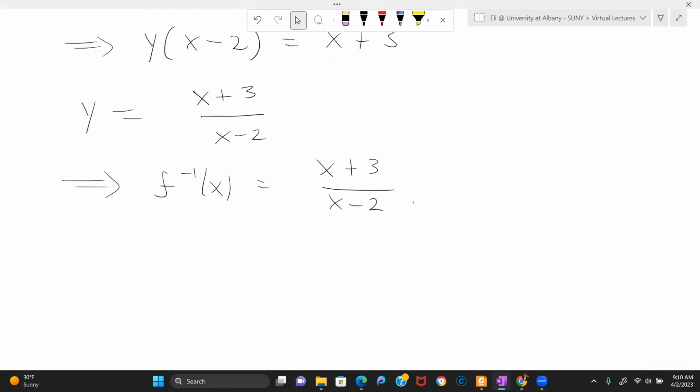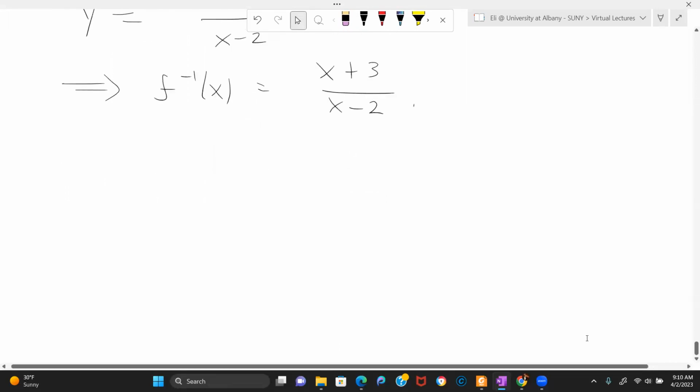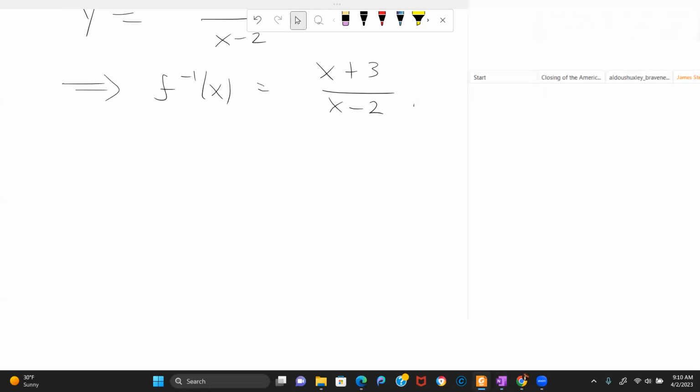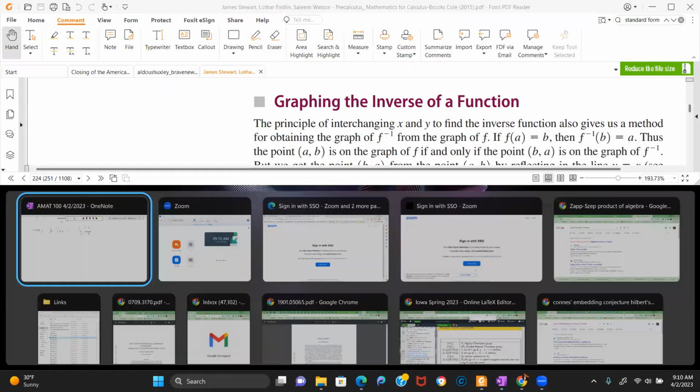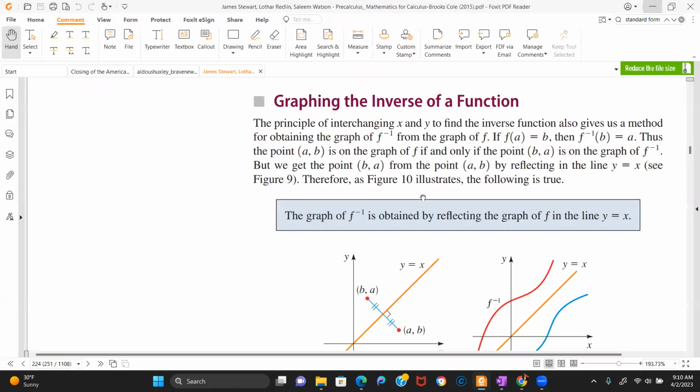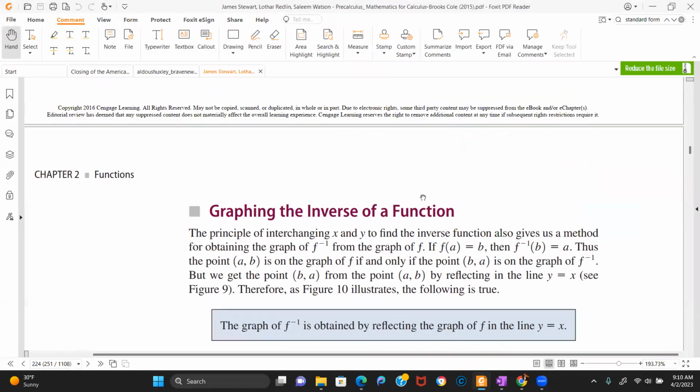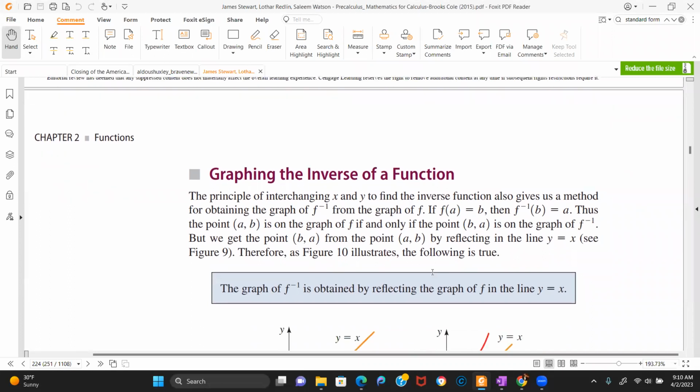All right, so that's that. And so the last thing I want to talk about, I'm actually going to pull up the book now because I'm not going to even attempt to draw these graphs. But here's a graphical way of looking at the inverse of a function. So let's just read this together. The principle of interchanging x and y to find the inverse also gives us a method for obtaining the graph of f inverse from the graph of f.